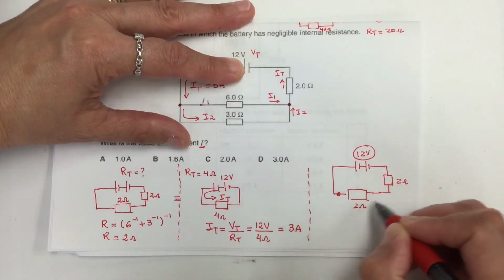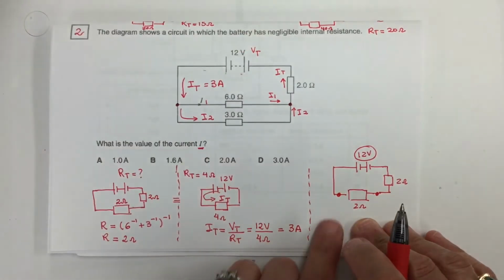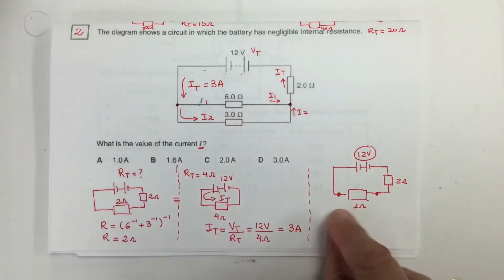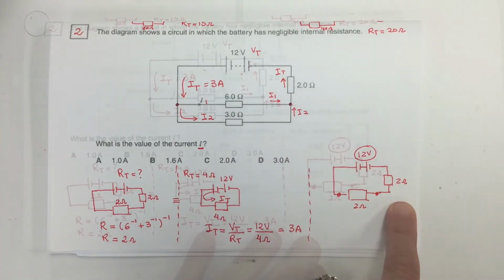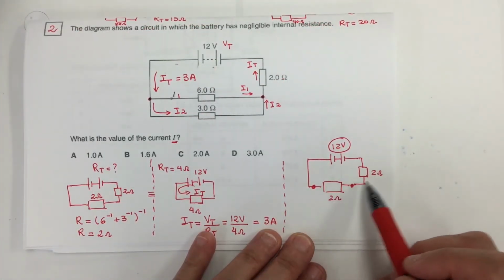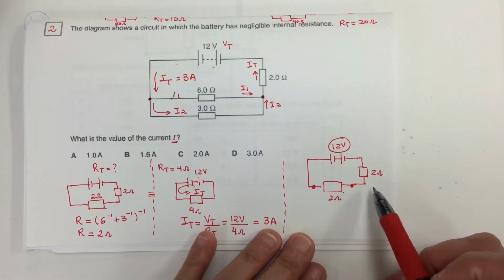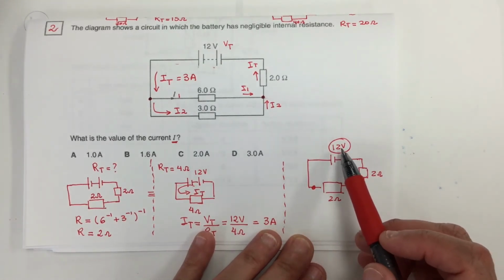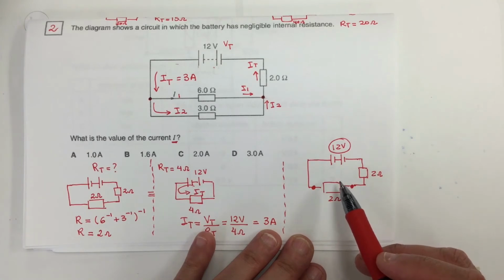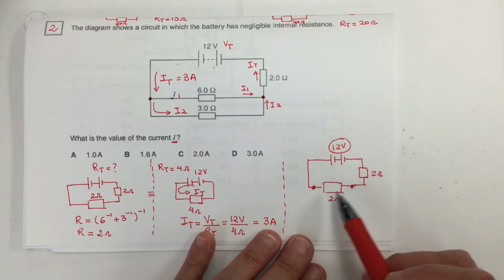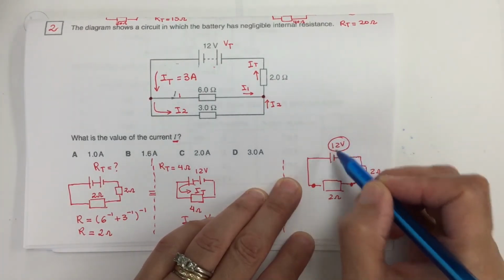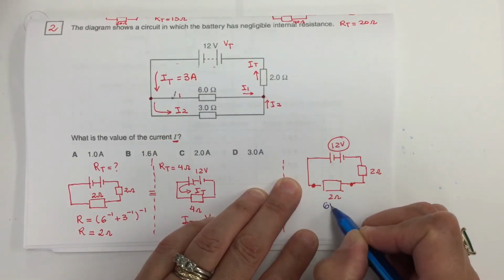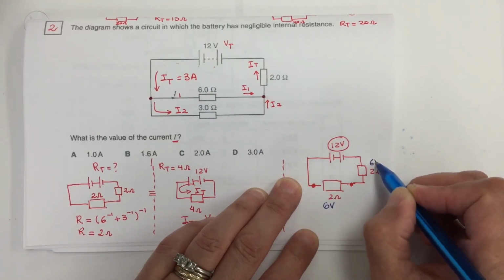So I just found the equivalent for these two resistors in parallel, and I kept the one that is in series right here. Since those two resistors have the same value, the voltage is going to split equally for both because they are the same value resistors. What that means is the 12 volts here will be 6 volts, and this will be 6 volts.